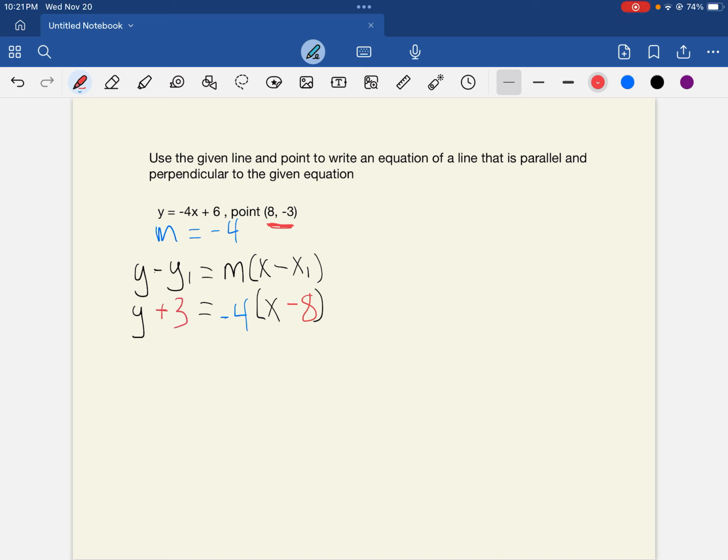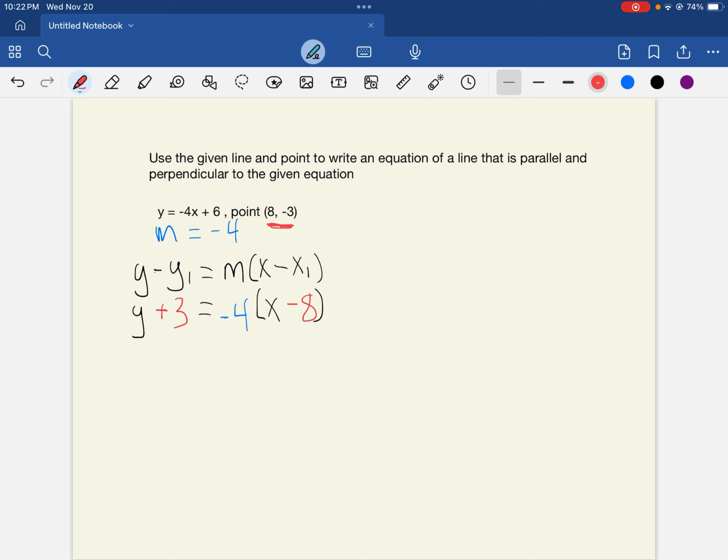And now I have the equation of a line going through a given point that is parallel to my original line. This is y plus 3 is equal to negative 4 times the quantity x minus 8. That is our equation that goes through our given point and is parallel.